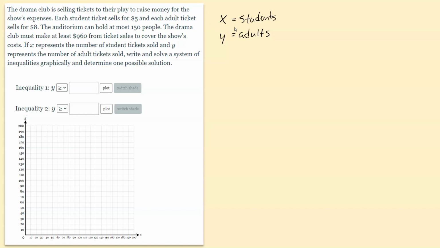So I'm going to say X represents students, Y represents adults. We're going to have two inequalities. One will represent the amount of people and one will represent the amount of money. So for our money inequality, we have $5 per student plus $8 per adult. And we want to make at least $960. So this is how much money we're making. This can equal $960 or it can be greater than $960. But this has to be at least $960. So this must be greater than or equal to $960.